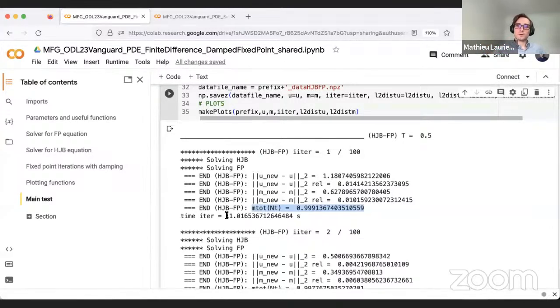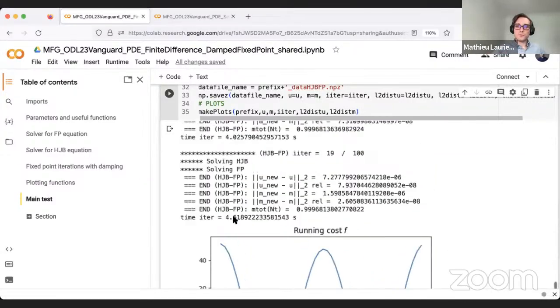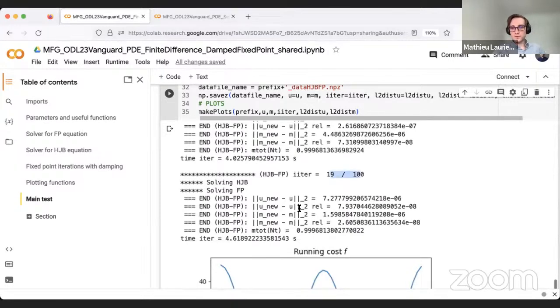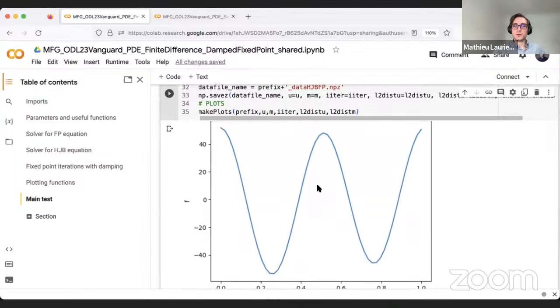And here you see for one iteration, it takes 11 seconds. So I did 100. Well, actually, I did less than 100 iterations because there is a stopping criterion. And after just 19 iterations, you have already the difference between two iterations, which is of 10 to the minus 6. So here it stops.